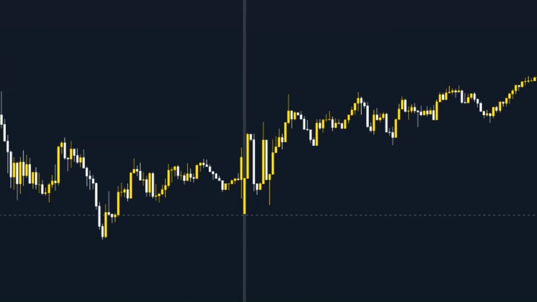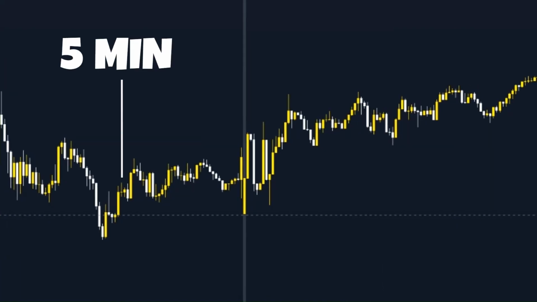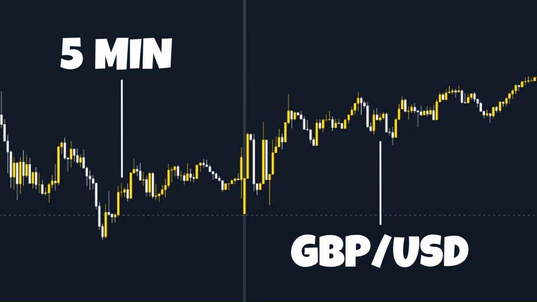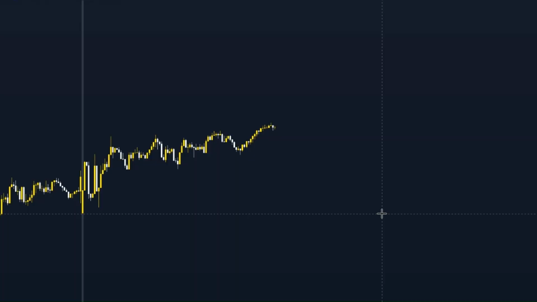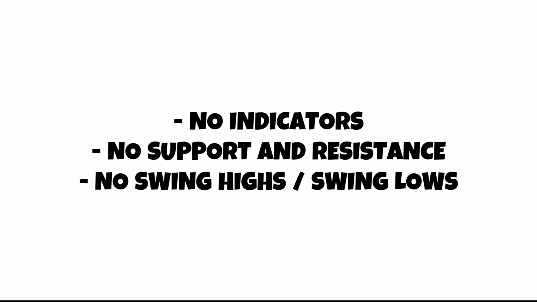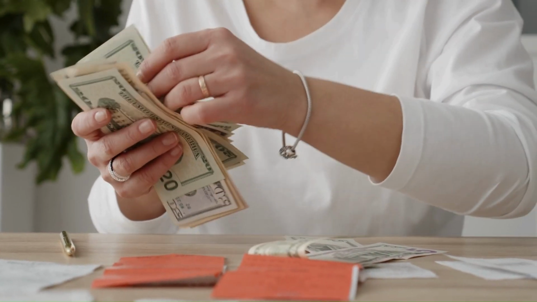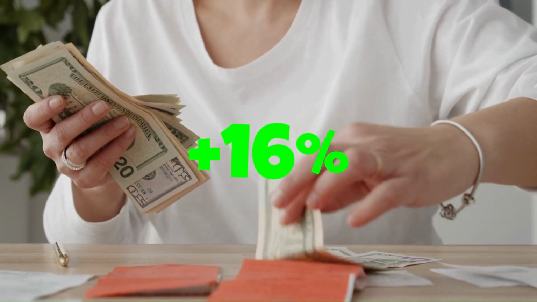Let's not waste any more of your time and get straight into the strategy. We will be using two time frames for this strategy, but taking trades on the 5-minute chart, and I'm currently on GBP USD. We're going to be using a crazy powerful psychology trick to let the market show you exactly when to enter your trades for insane win rates. We won't be using any indicators, support and resistance, or swing highs or swing lows, so make sure you watch the entire video to see how I made over 16% last week.